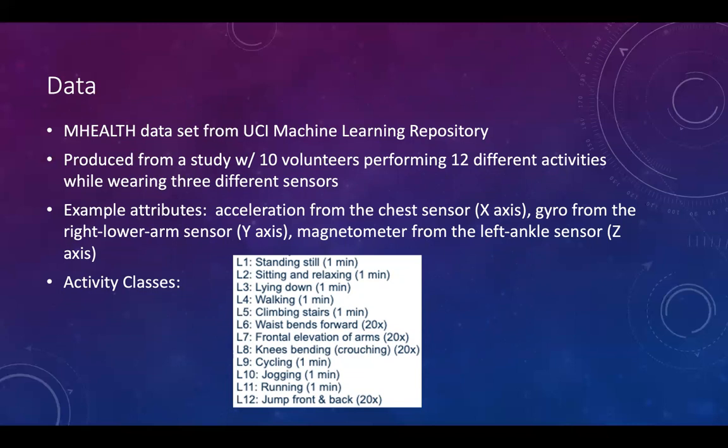Some examples of the attributes of this data set are acceleration data, gyroscope data, and magnetometer data. As you can see, the data has an axis associated with it, X, Y, or Z, so it's triaxial data, spatial data essentially. And so again, there are specifically 12 different classes for this problem, in addition to a null class.